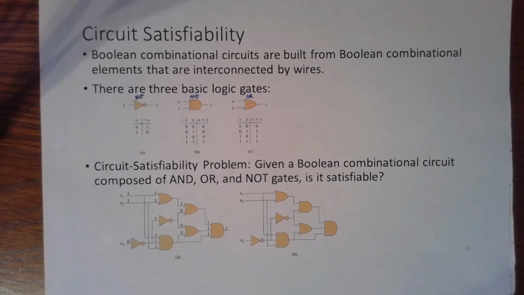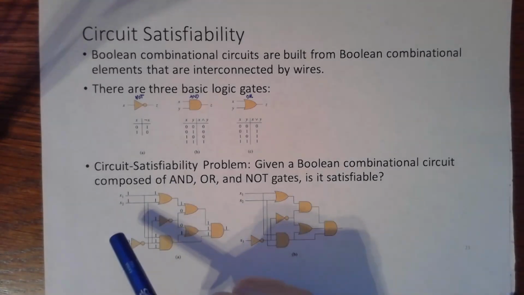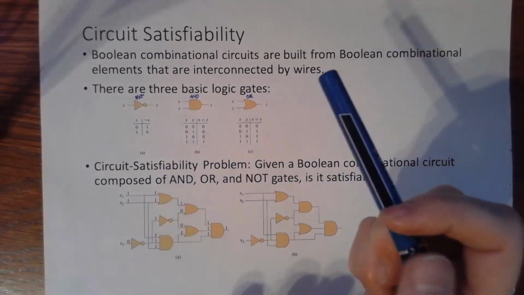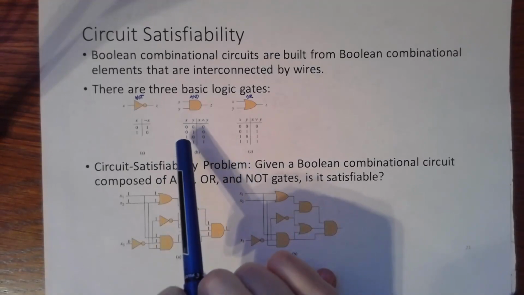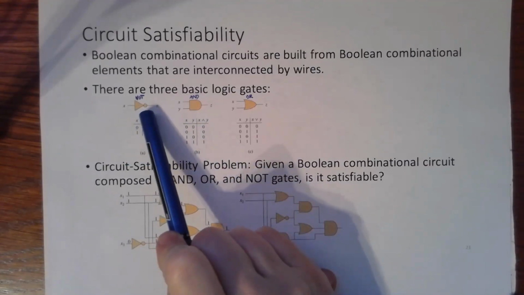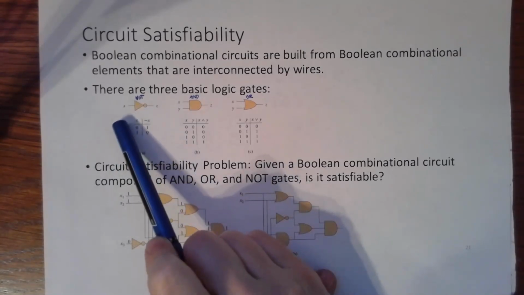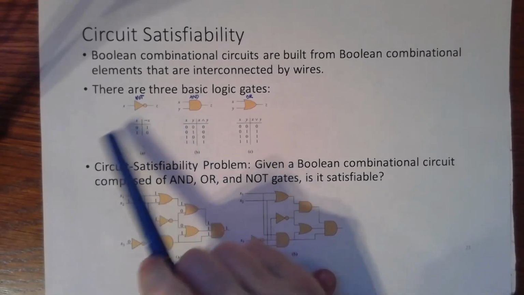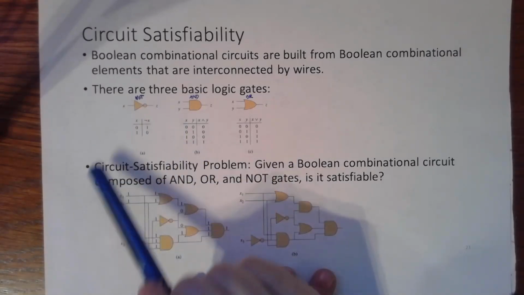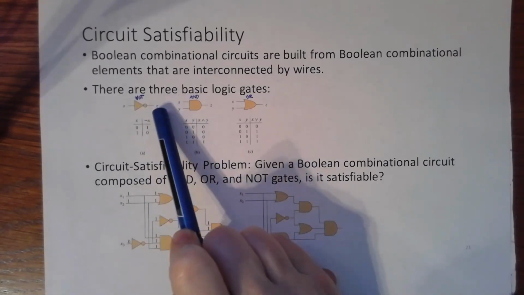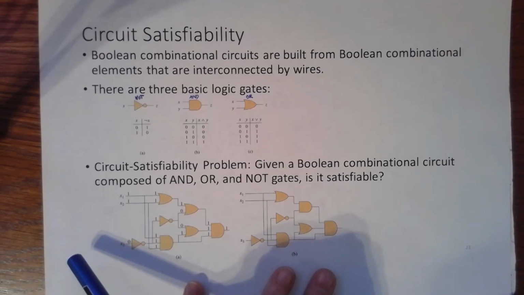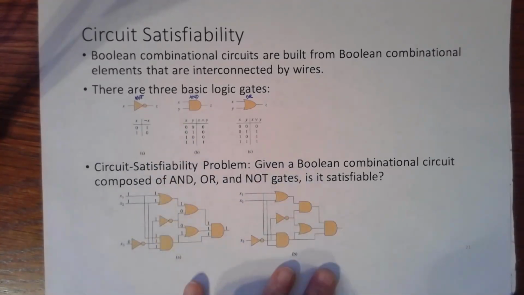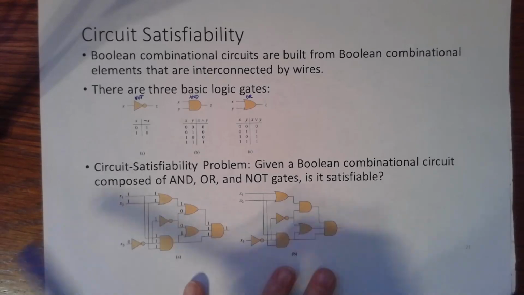Okay, so circuit satisfiability deals with Boolean circuits. A Boolean combinational circuit is built from Boolean combinational elements that are interconnected by wires. So what are the elements? Well, there's three basic logic gates. This is what a NOT gate looks like, sometimes called a logical inverter. This just inverts the input. So if a true or 1 comes in, the output will be 0 or false. If false comes in, it produces an output of true. This is a truth table that would describe the input and output relationships.